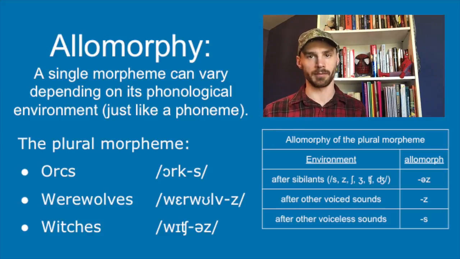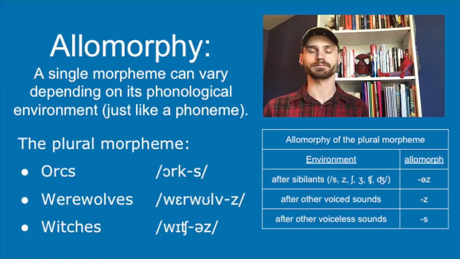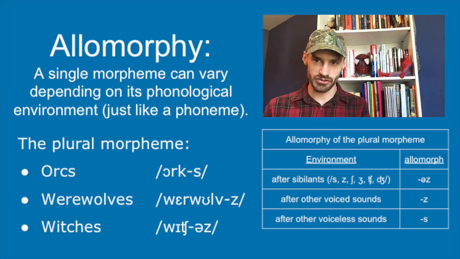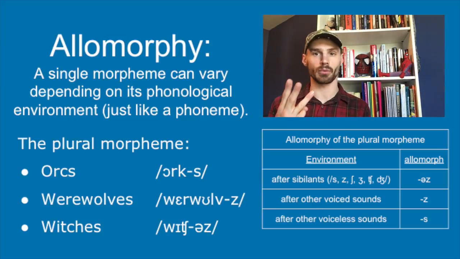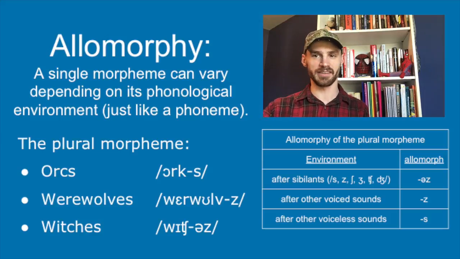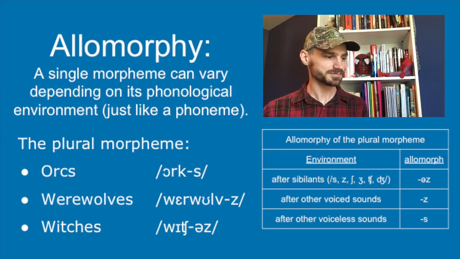Let's take the plural morpheme. We all know that in English, in order to make a plural, you put an S at the end. But, like I say, S is a terrible description here because that's not actually what's going on. S is a letter, and that's what you use to spell the word, but that's not what you use to pronounce it. We actually have three different ways of pronouncing this plural morpheme, and none of them are pronounced S.